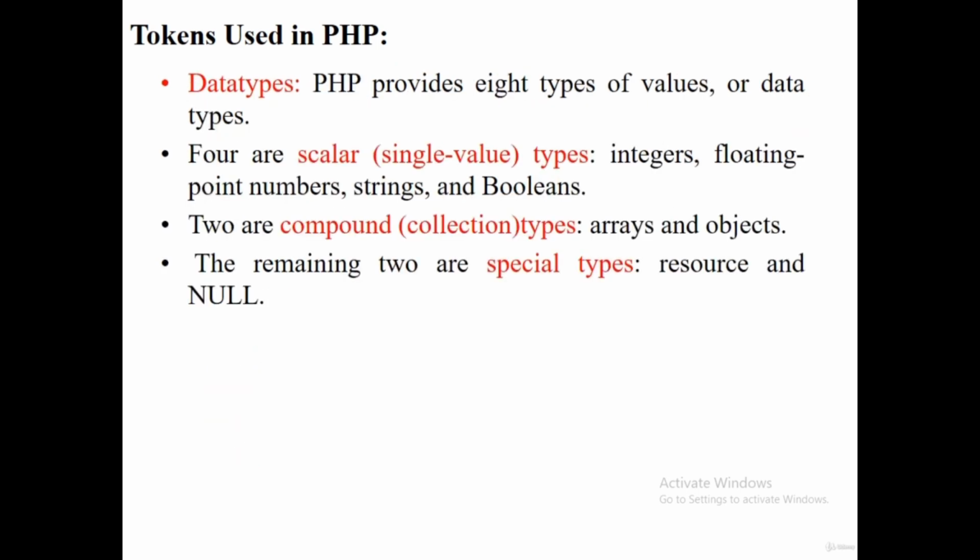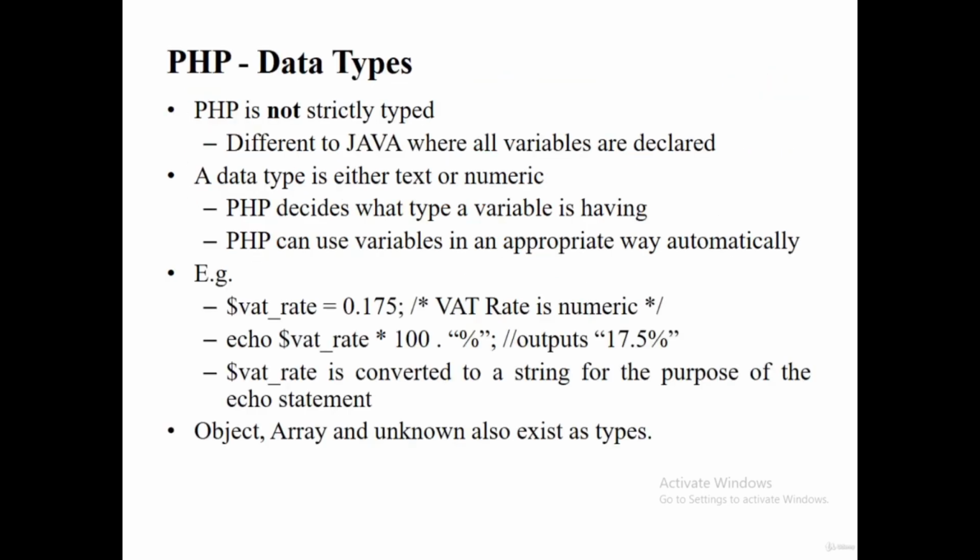Data types. PHP provides 8 types of values or data types. 4 are scalar single types: integer, floating point, string, and boolean. 2 are compound types, array and object, and the remaining 2 are special types, resource and null.